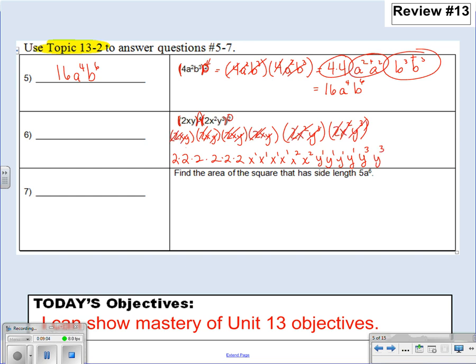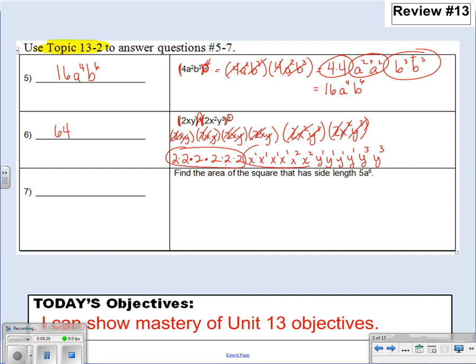Now we can multiply. It might be helpful to use your calculator to multiply these 2's. You are multiplying, not adding. So this is 2 times 2 times 2 times 2 times 2 times 2. Don't make the mistake of adding them together. So 2 times 2 is 4, times 2 is 8, times 2 is 16, times 2 is 32, and then 32 times 2 is 64.